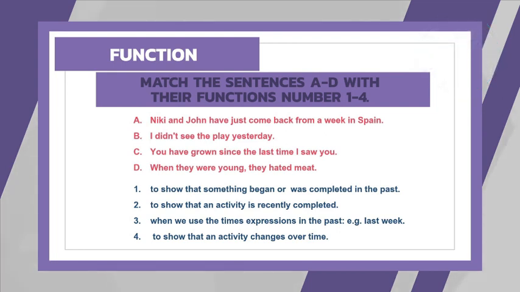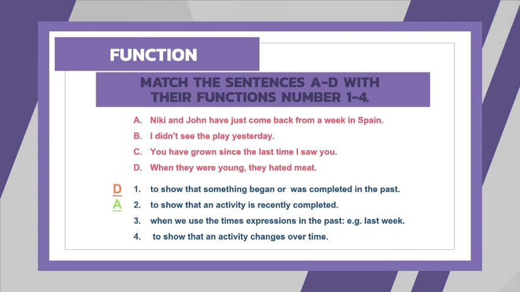It's time to check the answer together. Okay, I will show you the answer. When they were young, they hated meat. We match with number 1, to show that something began or was completed in the past, right? For number 2, A, B, C, tell me. Number 2, A, very good. Nikki and John have just come back from a week in Spain. We match with 2, to show that an activity is recently completed.